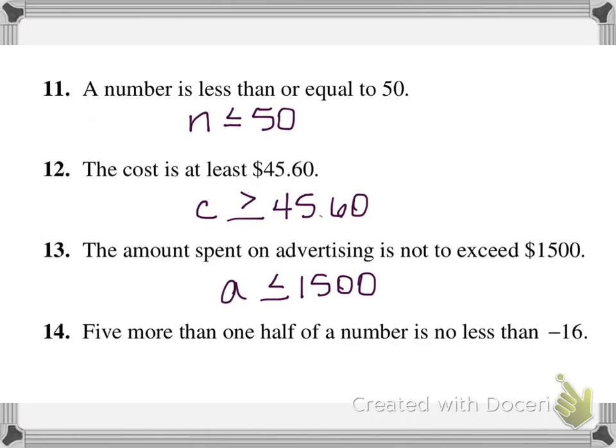And 14. 5 more than 1/2 of a number. So 5 more than implies that we're adding 5 to something. We're adding it to 1/2 of a number. So 1/2 of a number plus 5 is no less than negative 16. So negative 16 is going to be over here. No less than means it has to be greater than or equal. It can equal negative 16, but it can't be less than that. So that's why I chose the greater than or equal to symbol.